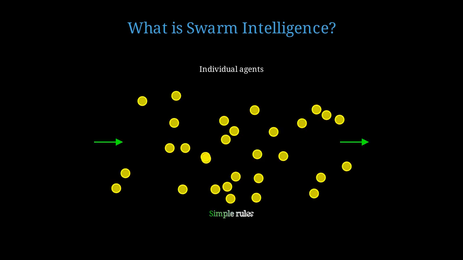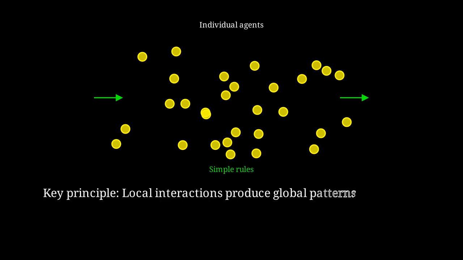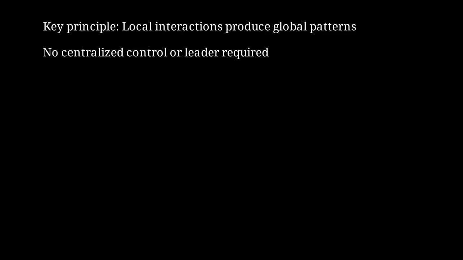Swarm intelligence is a collective behavior that emerges from simple agents following basic local rules without centralized control. Each individual follows simple rules, yet together they create complex, intelligent behavior. The key principle is that local interactions between neighbors produce emergent global patterns and problem-solving capabilities that no single agent possesses. There's no central controller, no leader giving orders. The intelligence emerges from the bottom up through local interactions.